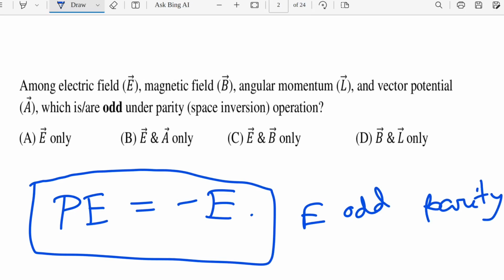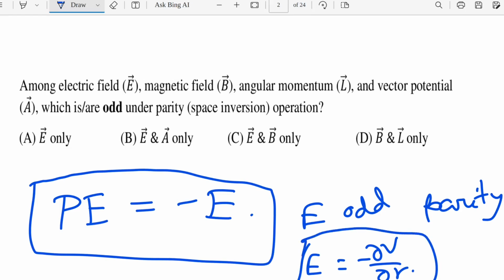And how did you do that? Minus del v del r. In that equation I can write that. Okay, fine. So E is odd under parity. So whatever they are asking, odd under parity, that means E will be odd under parity.